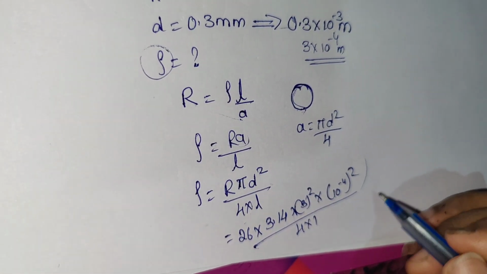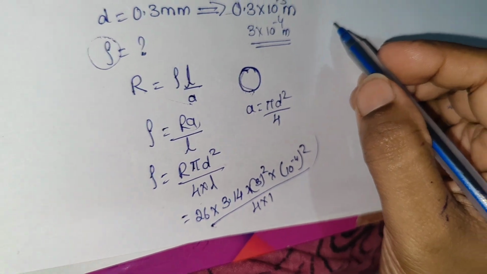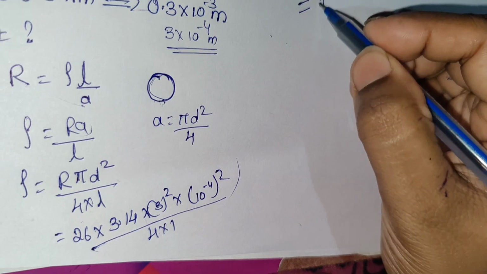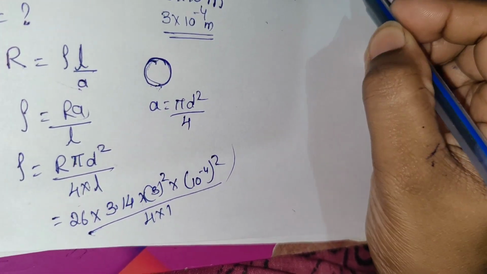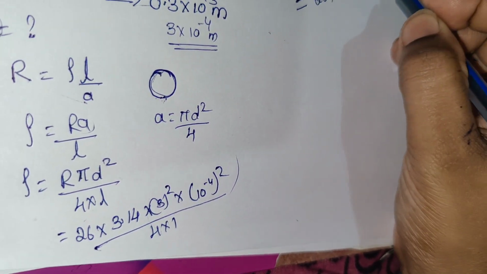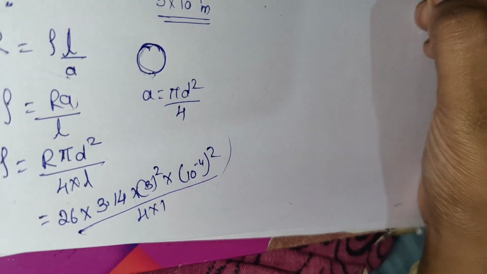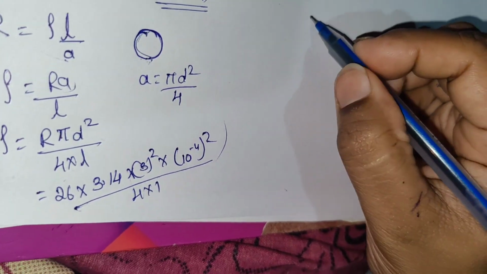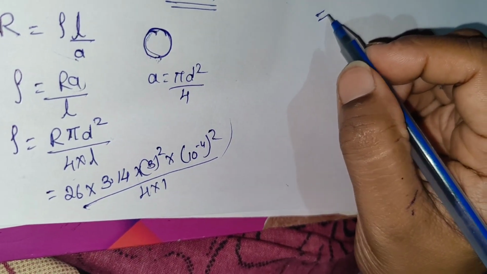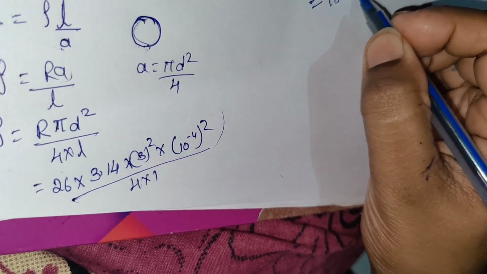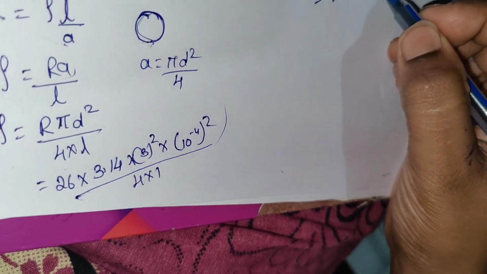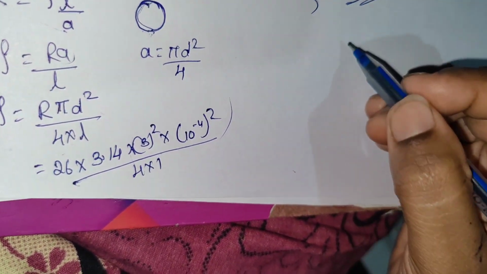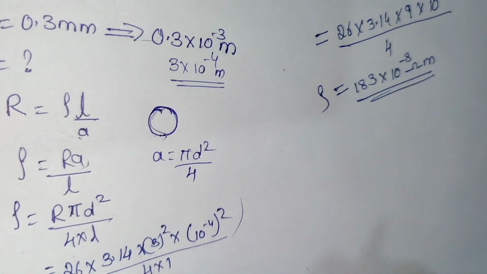So let us continue this problem. L is equal to 1. So what will happen? We see 26 into 3.14 into 3 square means 9 into 10 to the power of minus 4 square means minus 8, divided by 4. Okay, finally we will get 183 into 10 to the power of minus 8 ohm meter. Okay, this is the value of rho. This is how we want to calculate.